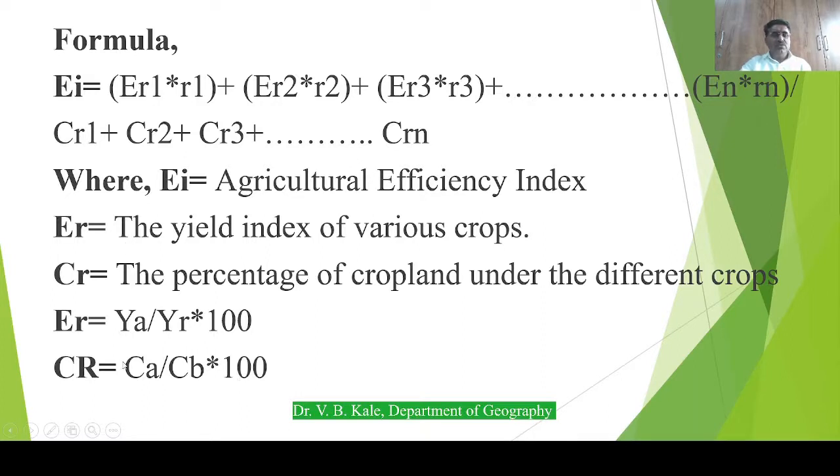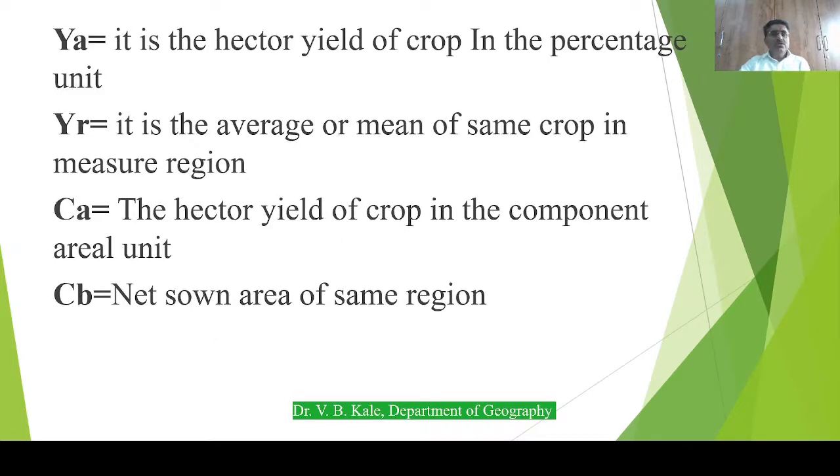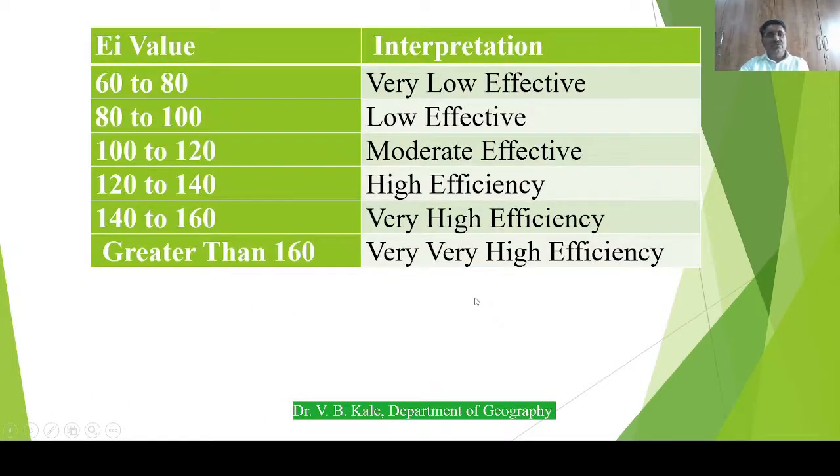So using this formula, we have to calculate the agricultural efficiency. So let us see how we can calculate the agricultural efficiency. YA is nothing but the hectare yield of the crop in percentage unit. YR is the average or mean of the same crop in the major region. CA is the hectare yield of the crop in the component areal unit, and CB is the net sown area of the same region.